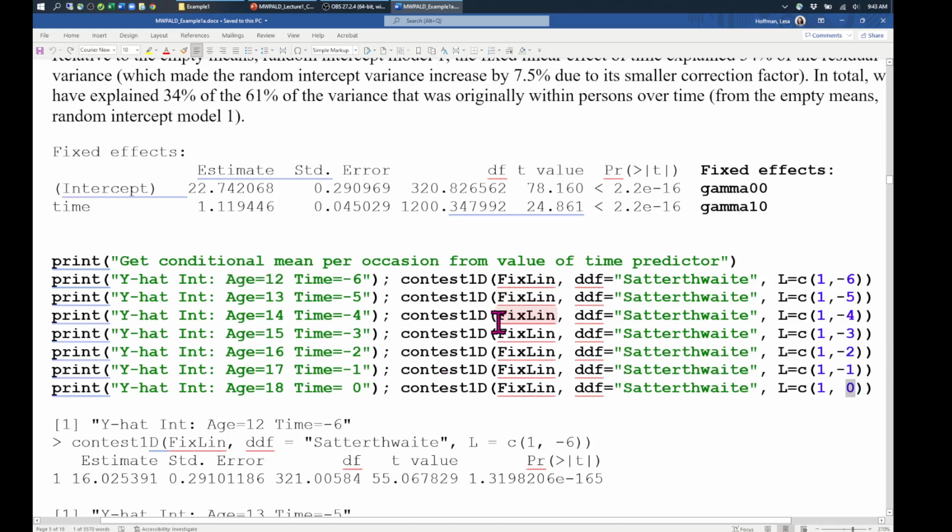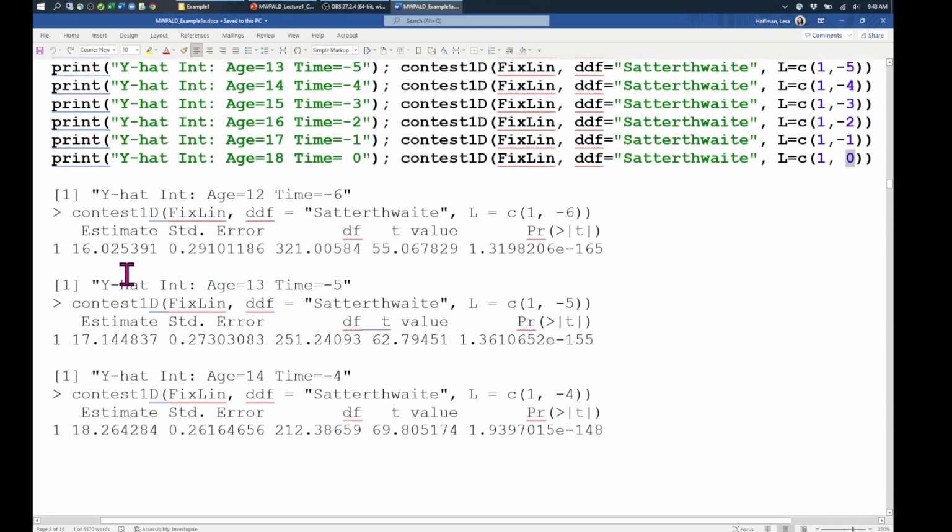So the result of these lines is given below. These are the model predicted means at each age. So that's how you could use these numbers to draw a function of what the model predicts in terms of the linear slope for change.